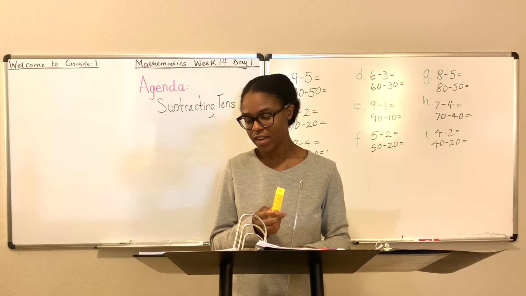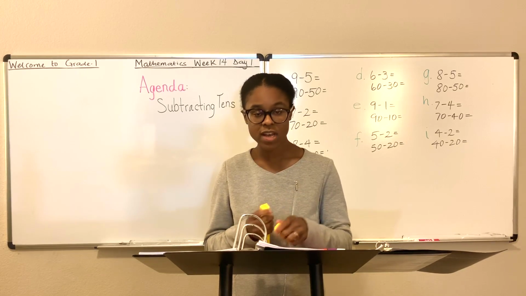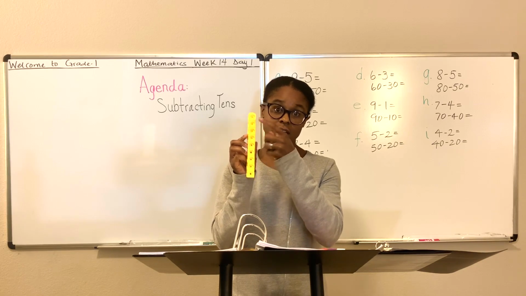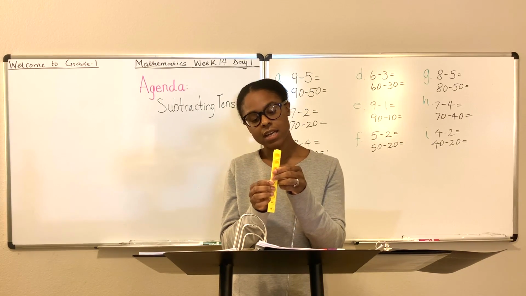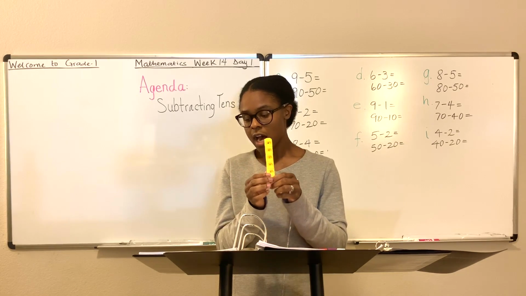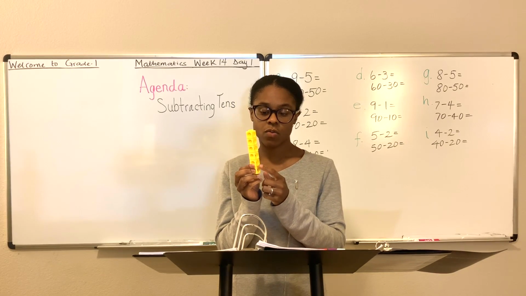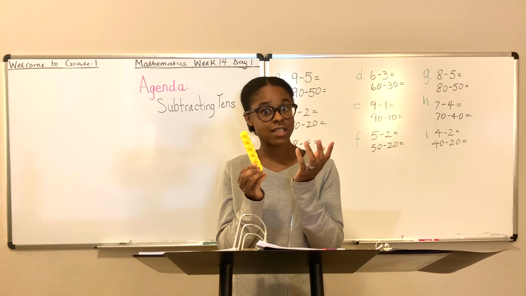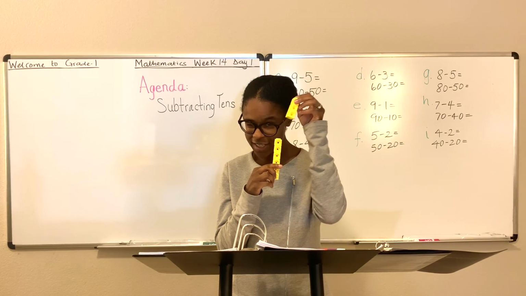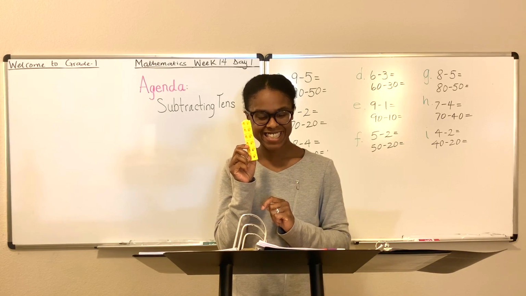Let's try again. We have 9 tens minus 3. So here we have 9 cubes. 1, 2, 3, 4, 5, 6, 7, 8, 9. And it says 9 minus 3. So let's take away 3 cubes. How many cubes do you have remaining? 1, 2, 3, 4, 5, 6. 6 cubes. So 9 minus 3 is 6.